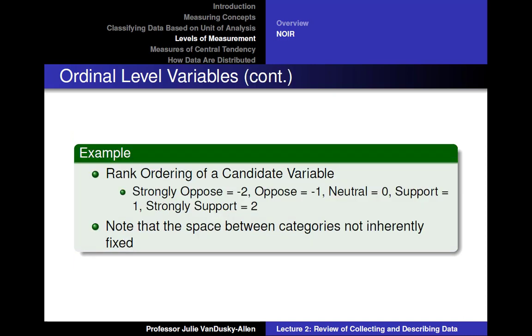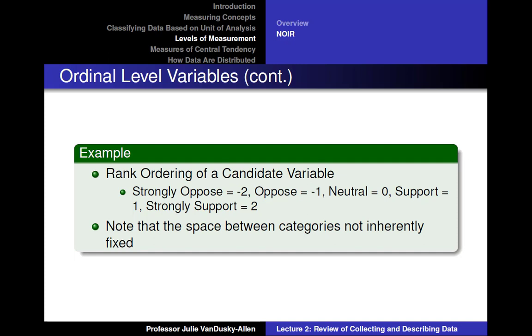For example, many surveys ask respondents about the extent to which they support a candidate. The surveyors divide the support answers into numerical rank order categories, such as strongly oppose a -2, oppose a -1, neutral a 0, support a 1, and strongly support a 2.